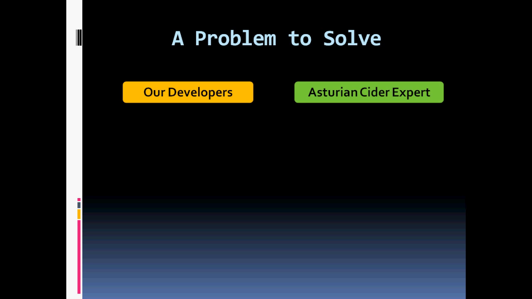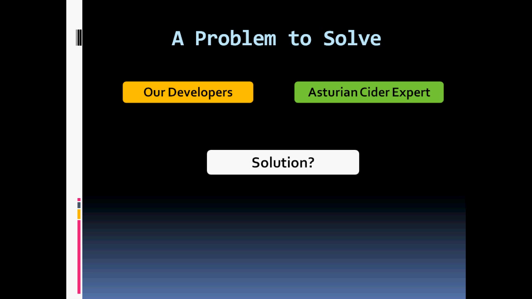Let's imagine we've got to make a project about defining the process to make Austrian cider. On one side, we've got our developers, who know a lot about developing software, but they have no idea about cider production process. On the other side, we have an Austrian cider expert, who has no idea about programming or developing software, but he knows a lot about the cider process.